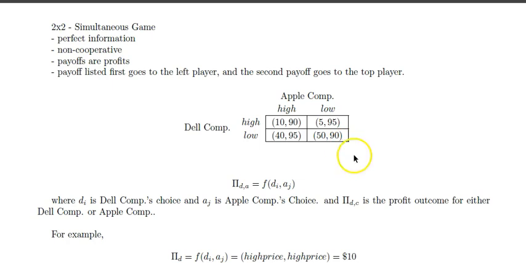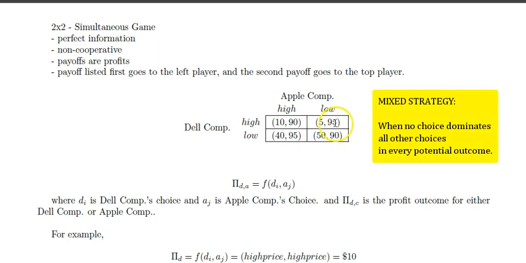But let's go through them anyway. So if you're Apple Computer and you think that Dell Computer is going to choose a high price, you pick a high price and get 90, or you pick a low price and get 95. In that scenario, you'd rather have a low price. So when Dell chooses high, Apple wants to choose low. But when Dell chooses low, we see that a high price yields 95 and a low price yields 90.